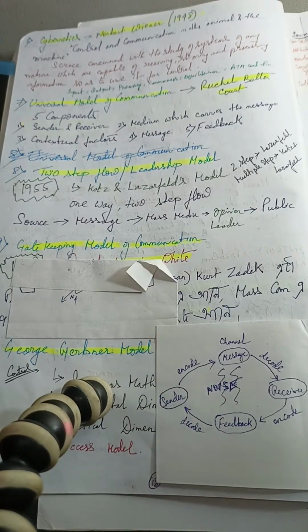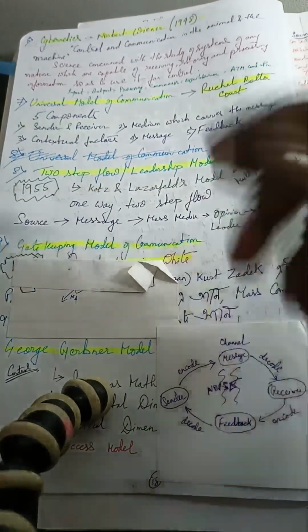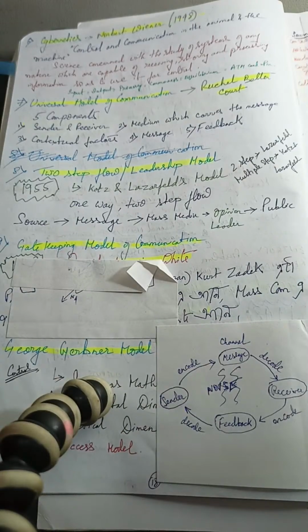This concept, the two-step flow theory, how a message is disseminated, is given by Katz and Lazarsfeld's model, that is the one-way two-step flow theory. The source, the message, the medium, and in between, as you can see in green, it is written opinion leader. So in the basic model of communication, there is always room and scope for advancement of research work. It has been stated that the source, the message, the mass media are followed by the opinion leader and the public.